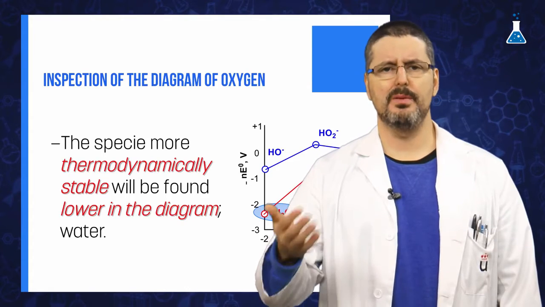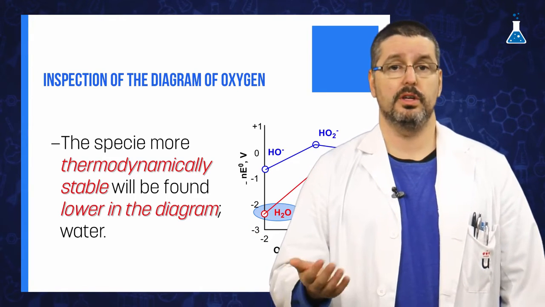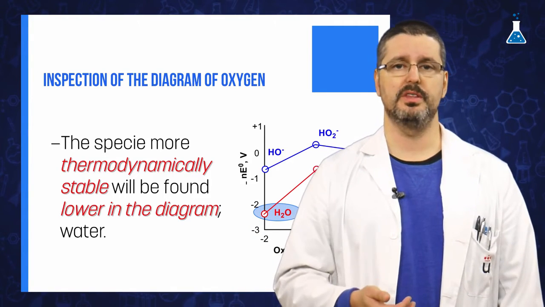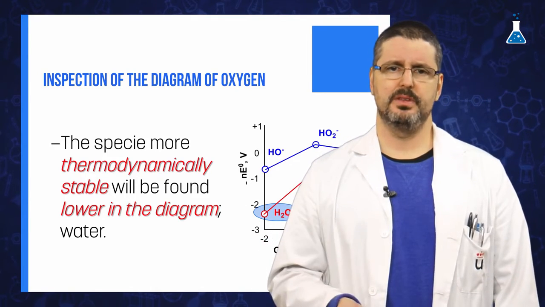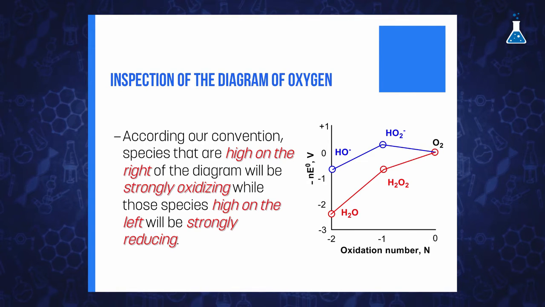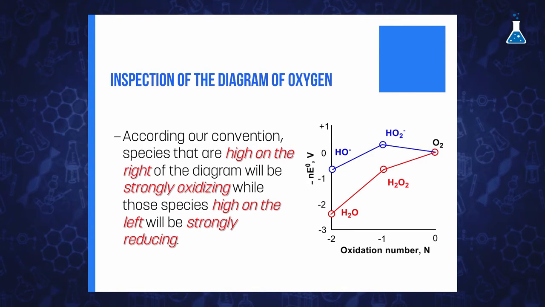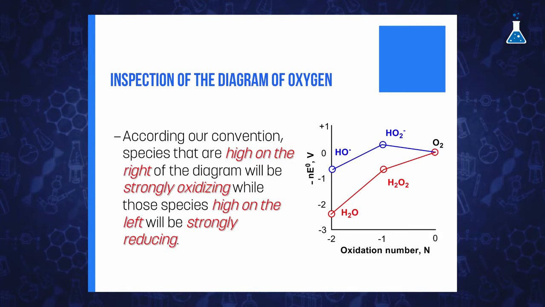The species more thermodynamically stable will be found lower in the diagram. In our case, water, which is placed at the lowest point of the diagram, must be the most thermodynamically stable species. According to our convention, species that are high on the right of the diagram will be strongly oxidizing, while those species high on the left will be strongly reducing.